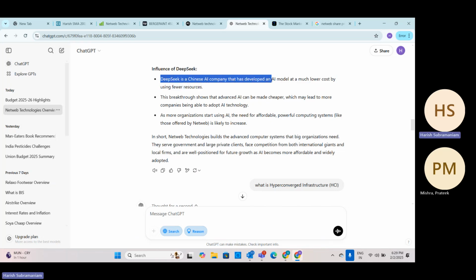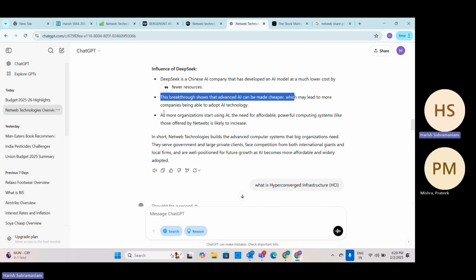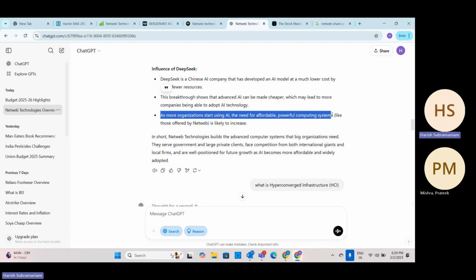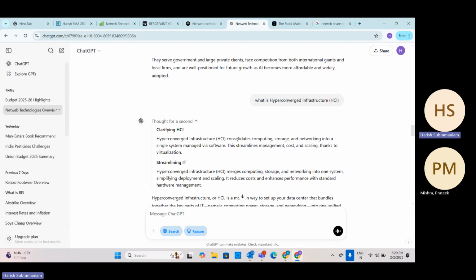Now, DeepSeek is an AI company that has developed an AI model at a much lower cost. This breakthrough shows that advanced AI can be made cheaper. And then as more organizations start using AI, the need for affordable, powerful computing systems like those offered by NetWeb is likely to increase. We don't know for sure.